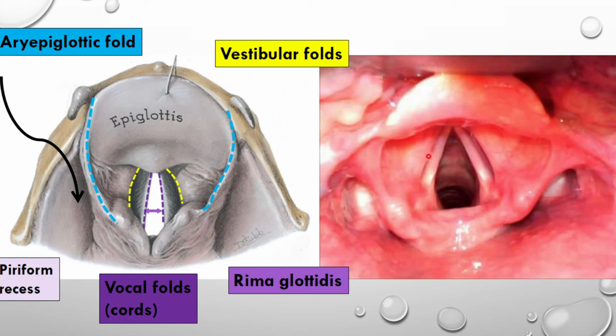Essentially, the vestibular folds are formed by the free edge of the aryepiglottic fold. So here are the arytenoid cartilages, and here is the epiglottis, and we have these folds that run between them, which are overlaying muscles that are sitting within there, and the free edge of those folds is forming the vestibular fold.